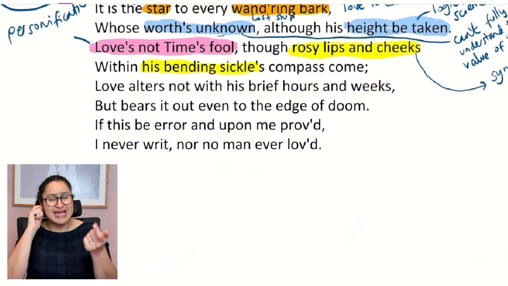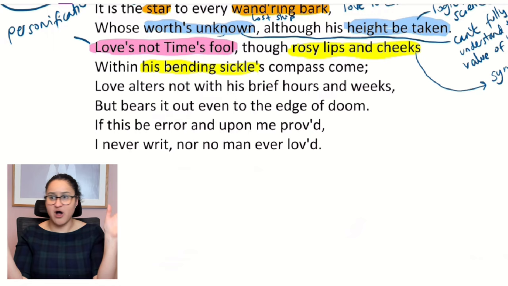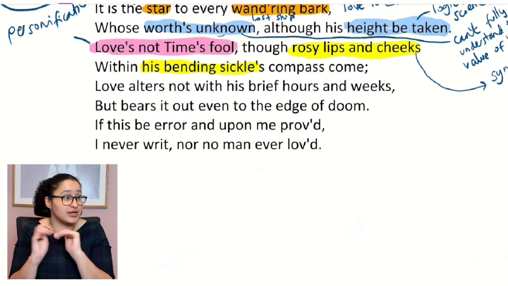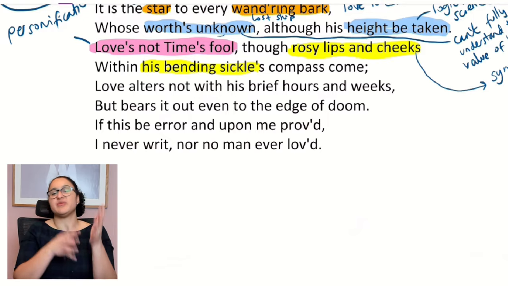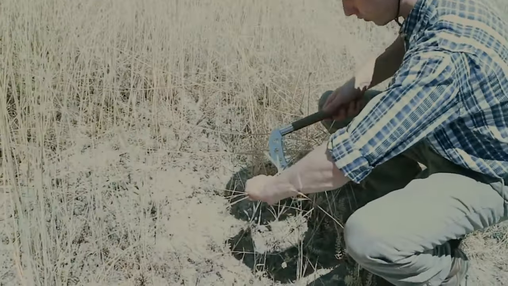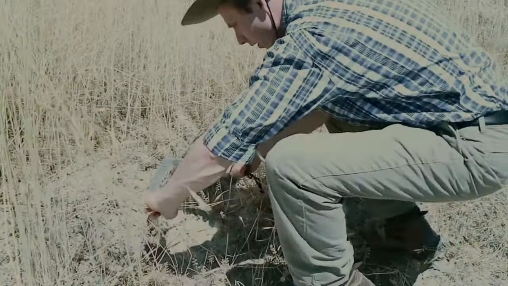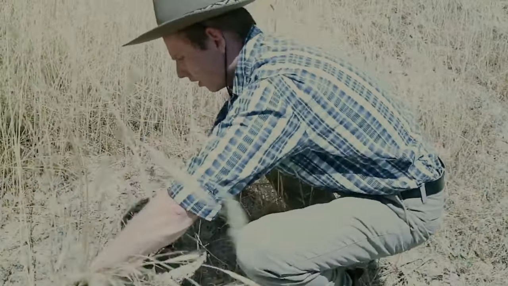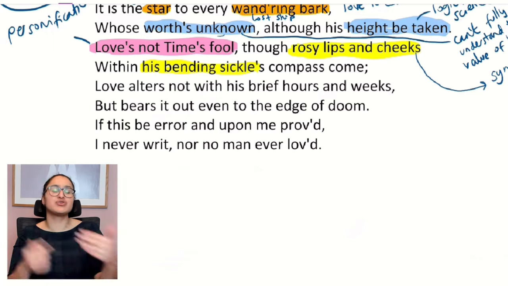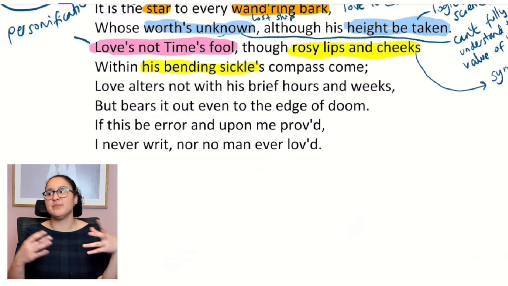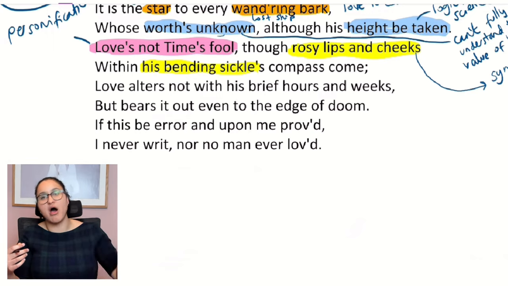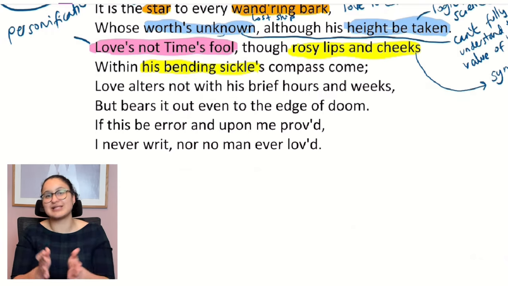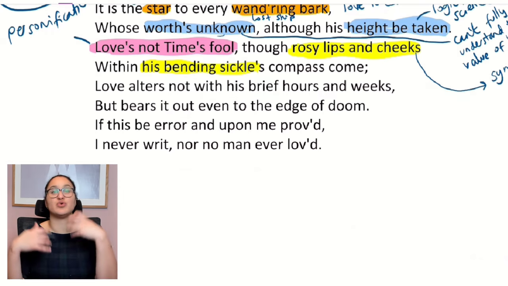Because again, if you're not familiar with farming and what a sickle or a scythe is, which let's be honest, I'm not either, I don't know anything about farming, but the basic principle is that it is a tool that farmers use to chop crops down. It's got a round curved blade that they use to chop down crops. And so the Grim Reaper has a scythe, a sickle, because he is reaping, he's harvesting human lives. So the bending sickle is a synecdoche for the Grim Reaper, for death.